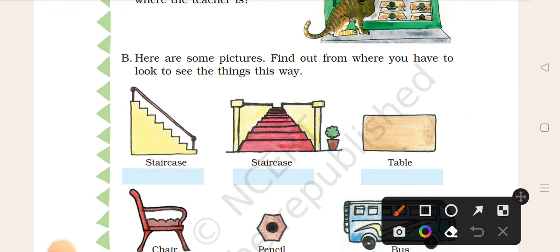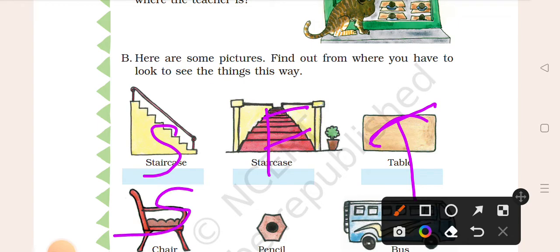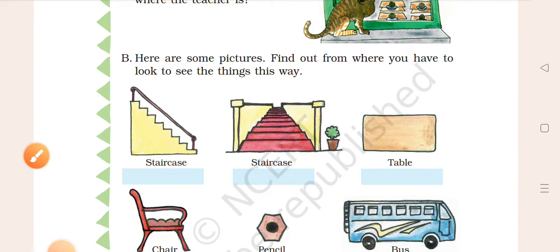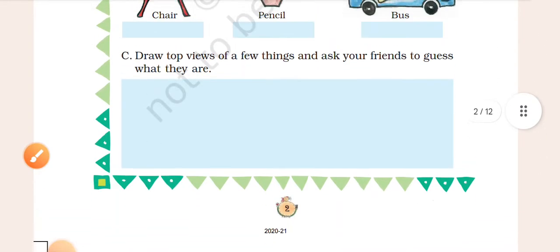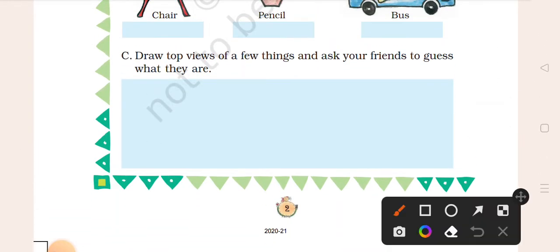We have to go to the side of the staircase to look like this. This is from the front. The table is from the top. The chair is from the side. The pencil is from the top. And the bus is from the side. Draw top views of a few things and ask your friend to guess what they are.